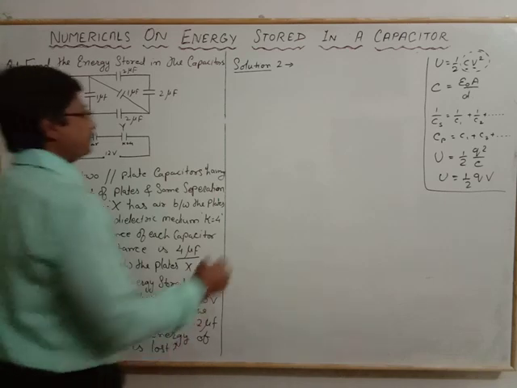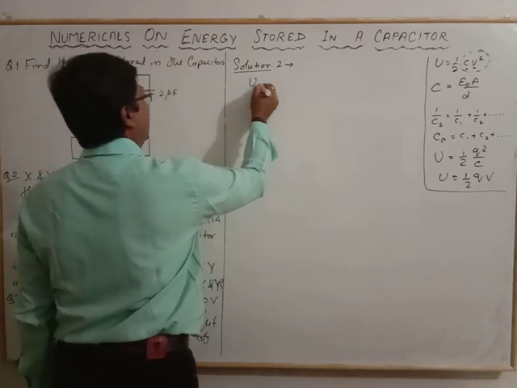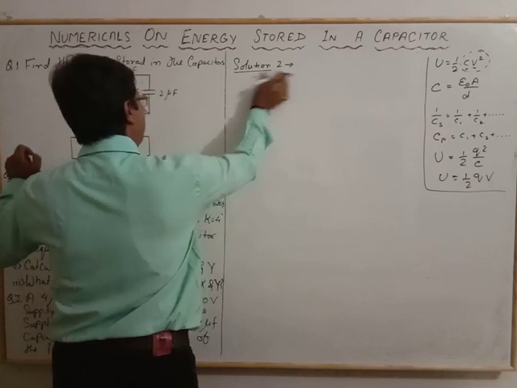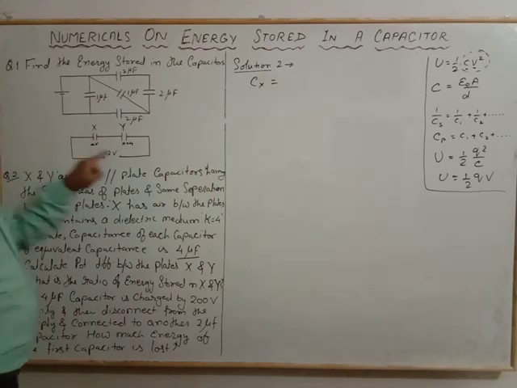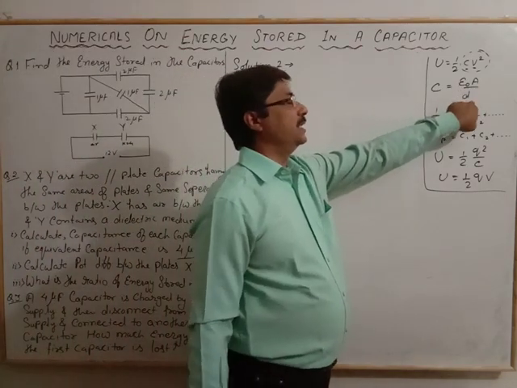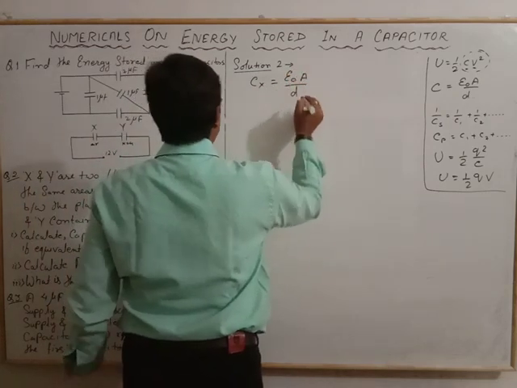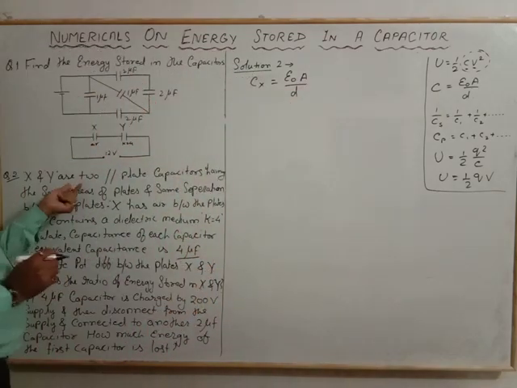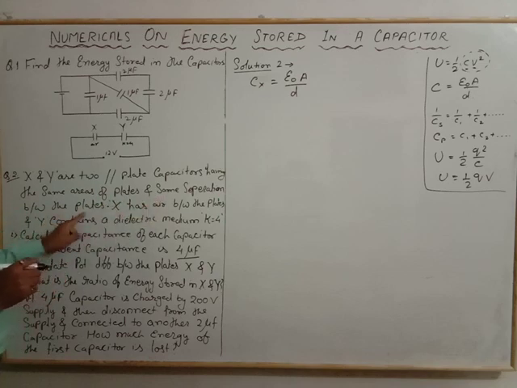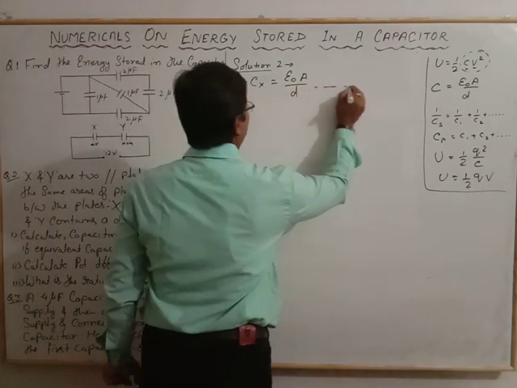Now for the capacitance of X, we know that capacitance is equal to epsilon naught A by D. Both the plates have the same area and the same distance between the plates. Both are the same, as written here. So this is equation number 1.